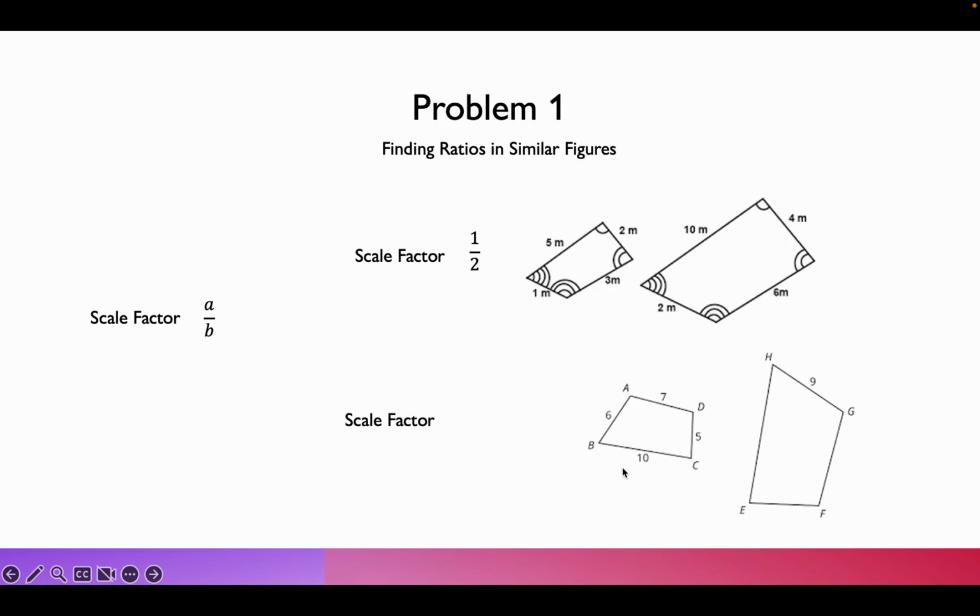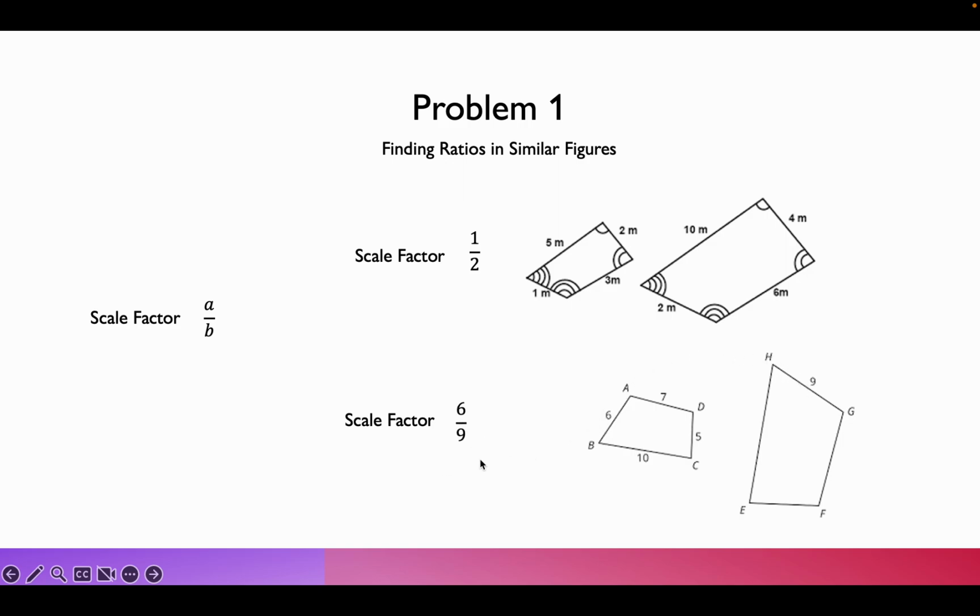Scale factor on this one, let's see. It looks to me like I've only got the 9 on this one, so I'm going to have to use the 9 in my equation. So 9, and I think the whole thing is turned. So this side over here is the corresponding side, so it's got to be 9 over 2. I like to have my small side on the top, so 6 over 9. Let's put that one in.